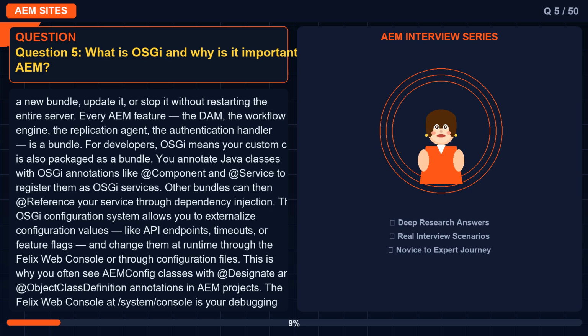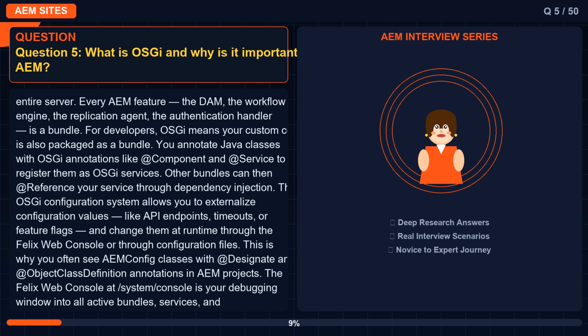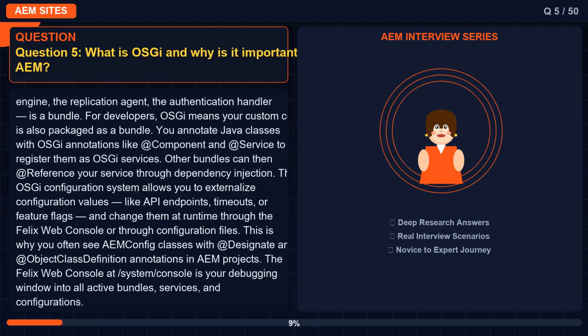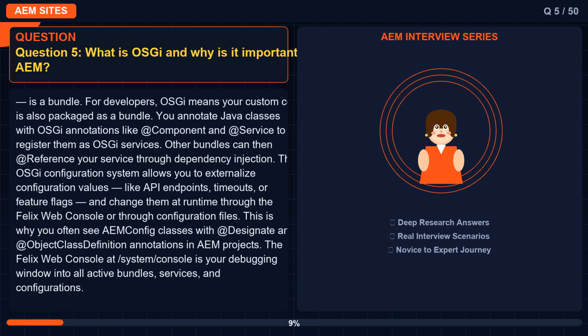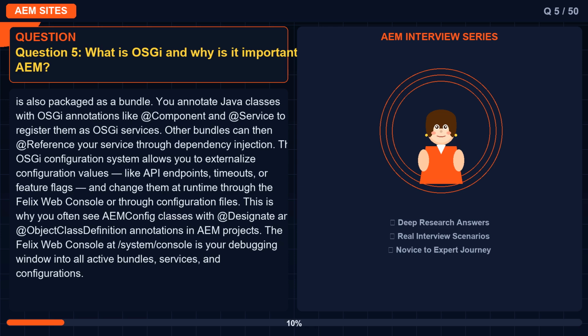The OSGi configuration system allows you to externalize configuration values, like API endpoints, timeouts, or feature flags, and change them at runtime through the Felix web console or through configuration files. This is why you often see AEM config classes with @Designate and @ObjectClassDefinition annotations in AEM projects. The Felix web console, /system/console, is your debugging window into all active bundles, services, and configurations.